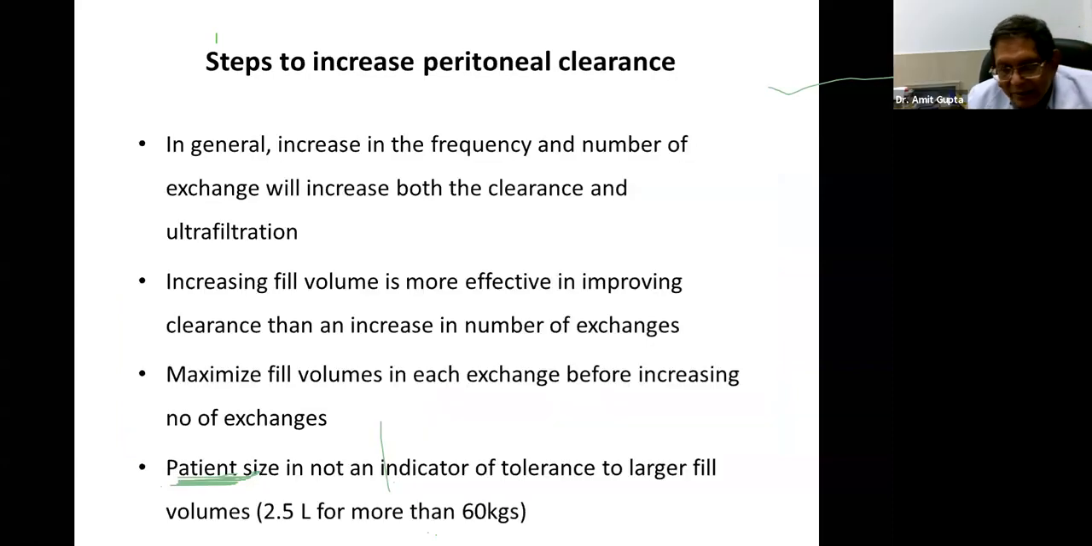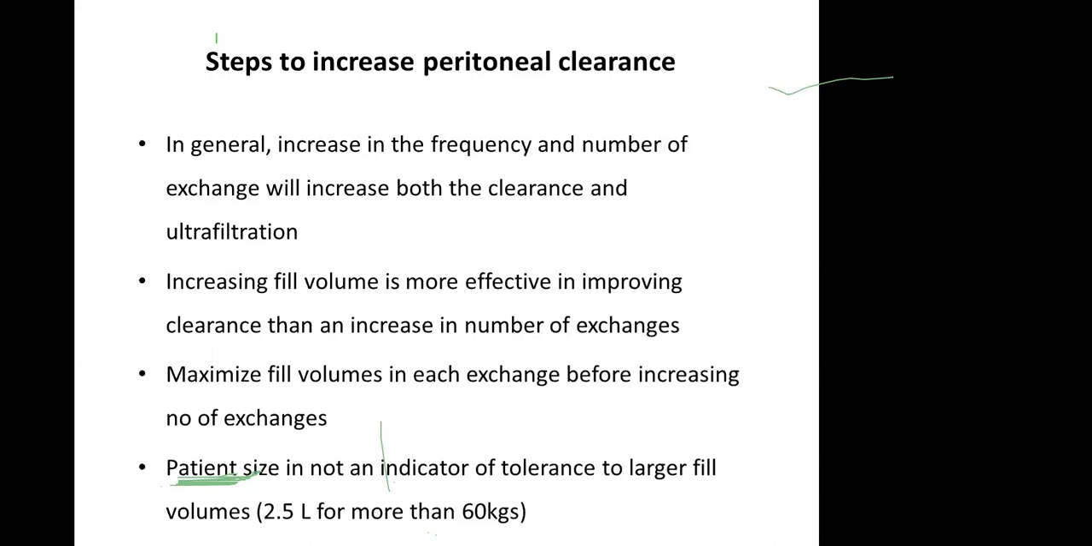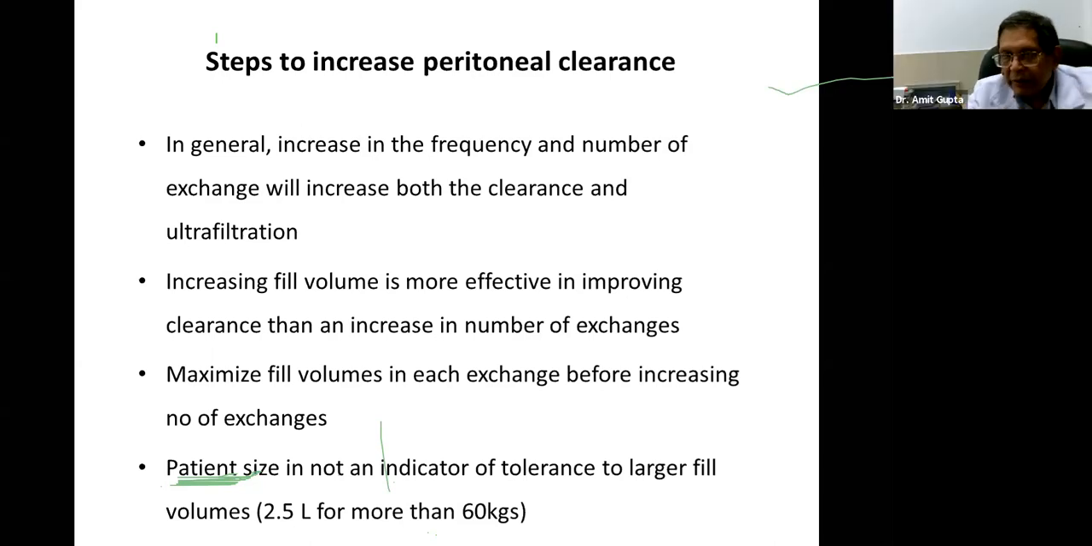It's seen that in general, both an increase in the frequency and the number of exchanges will increase both the clearance and ultrafiltration. But increasing the fill volume is more effective in improving the clearance than an increase in the number of exchanges. As Sudeep mentioned initially, he first asked for increasing fill volume, but then he changed later to saying the increase in exchanges. If you increase the volume of your exchange, you would have a better clearance as compared to increasing the number of exchanges. So maximize the fill volumes in each exchange before you increase the number of exchanges. You can go up from 2 to 2.5, or if you have a 3-liter bag available, up to 3 liters. And then you can consider increasing the number of exchanges.